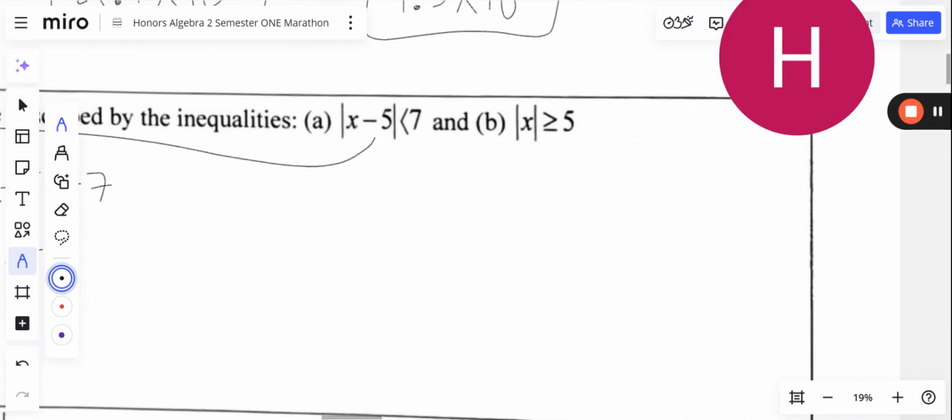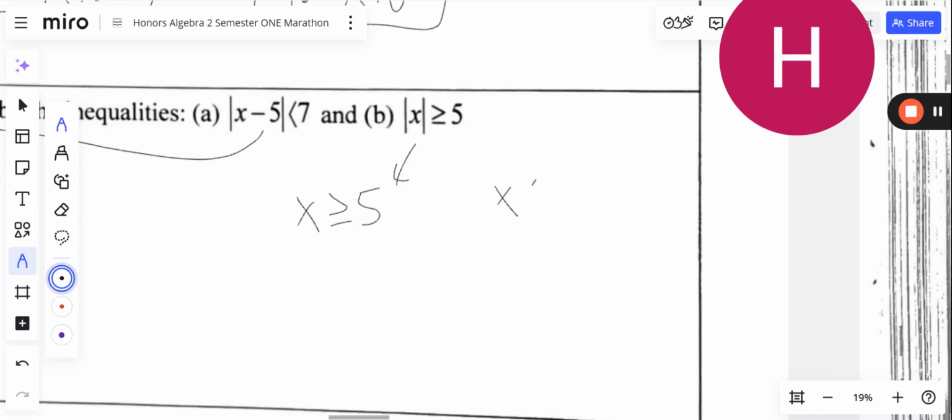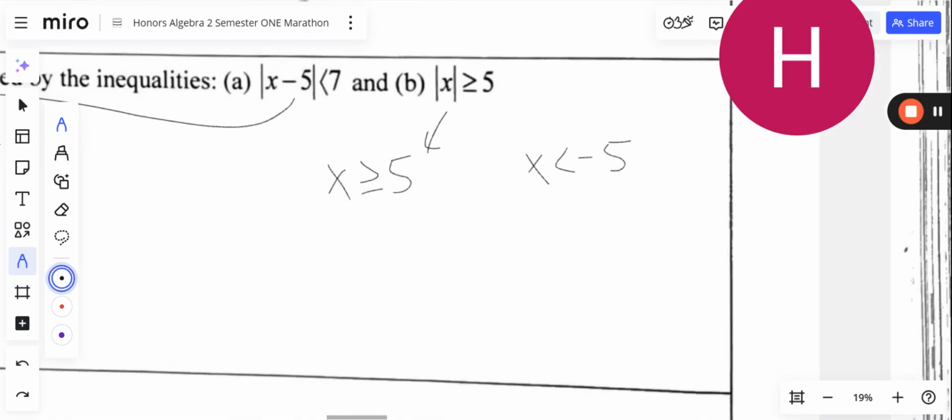Not bad. And here, it's potentially true that x is literally greater than or equal to 5, like if we have x equals 6 or 5 or 7. Or it's possible that x is less than negative 5. For example, if x were negative 6 and you put that in here, it turns it into a positive 6, which is now bigger than 5. See how that works?